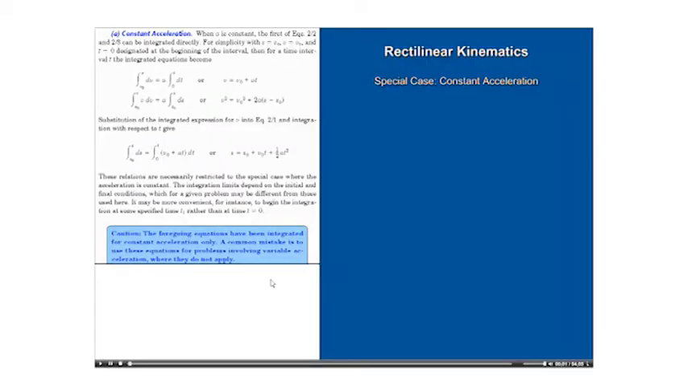In this tutorial, we are going to discuss rectilinear kinematics in a special case such that acceleration is constant. Recall that rectilinear kinematics is one-dimensional kinematics.